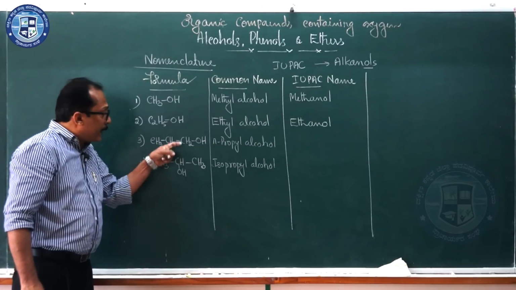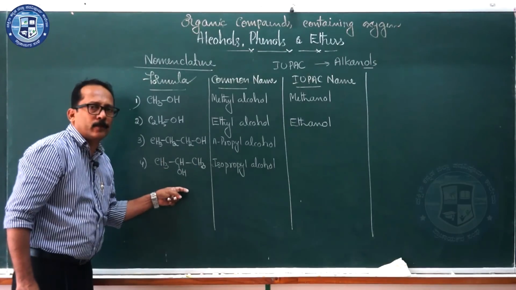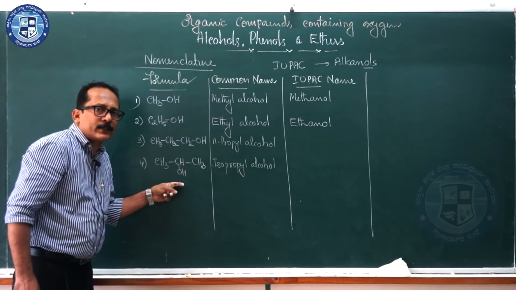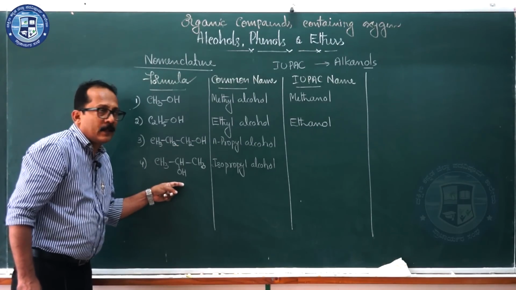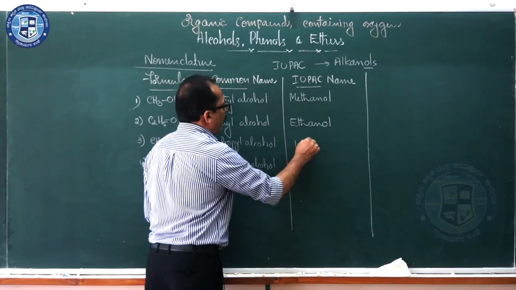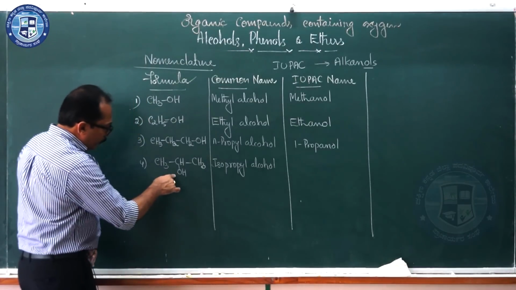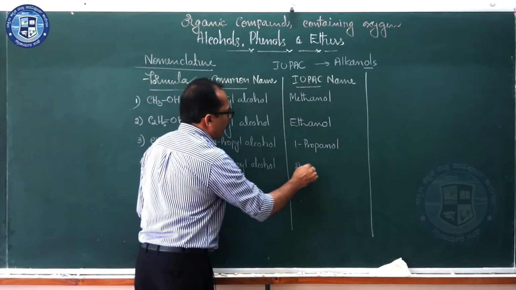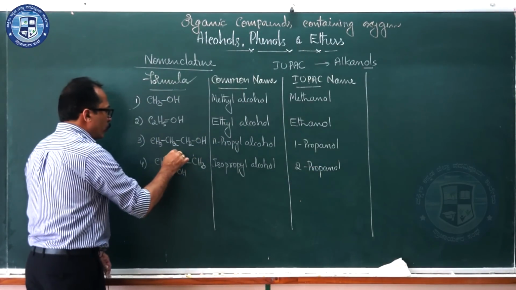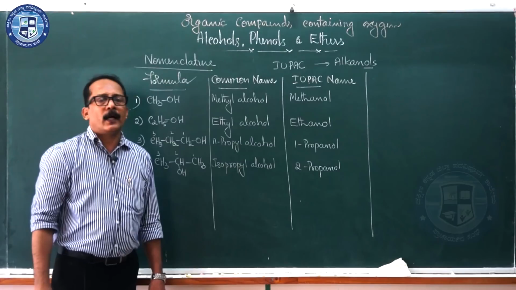Now, these two are examples of position isomers. They differ in the position of the OH group. Here the OH group is attached to the first carbon atom. Here the OH group is attached to the second carbon atom. Therefore, the IUPAC name for this compound is 1-propanol or propanol. Now this compound is 2-propanol, where the position of the OH group is 2. So it is called 2-propanol. These two are examples of position isomers.